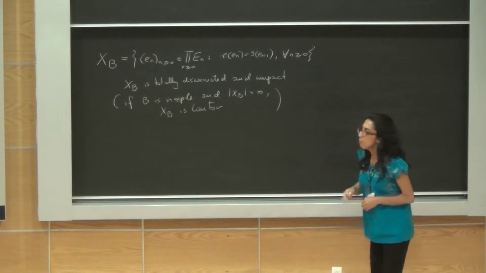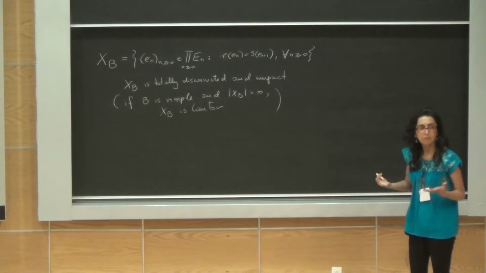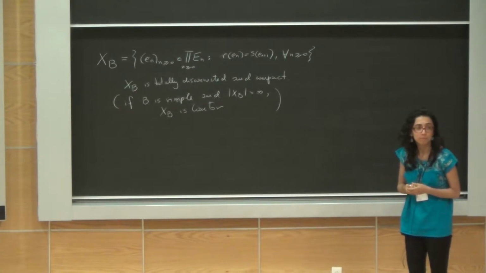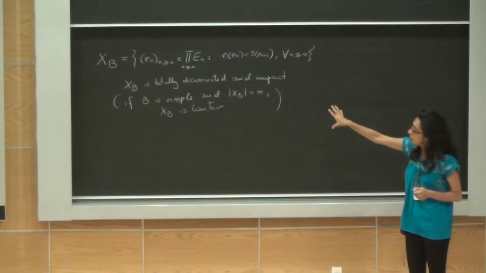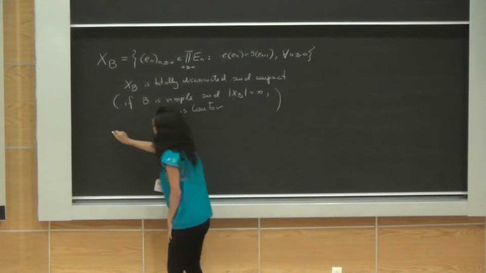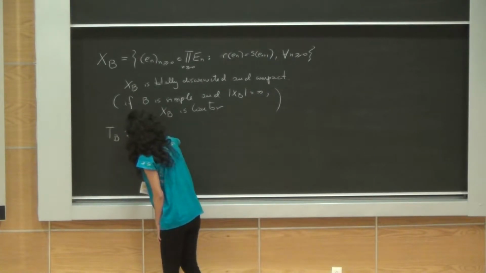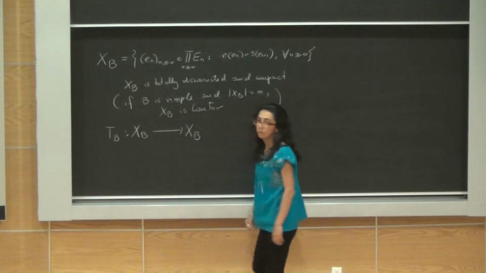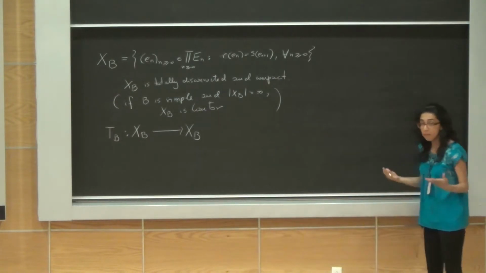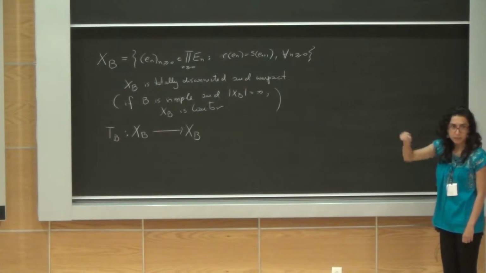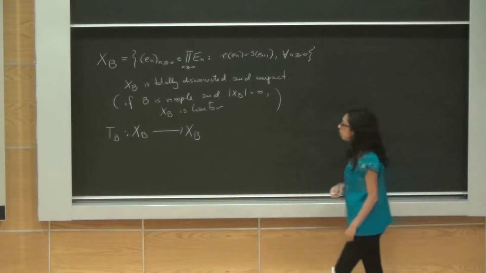And now we would like to define some transformation here. Now we have a Cantor set, and we would like to define a transformation from XB to XB. And how can we do this? The way to do this is to put an order on the set of edges. So now we are going to define an order.